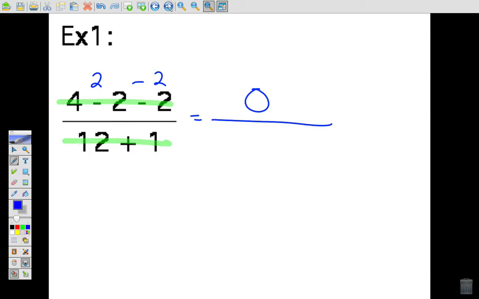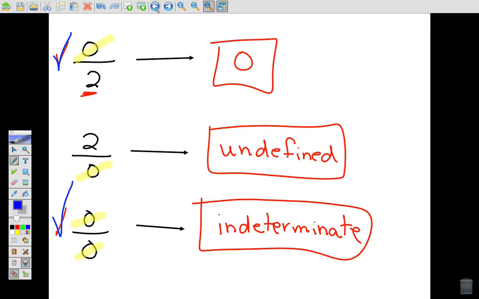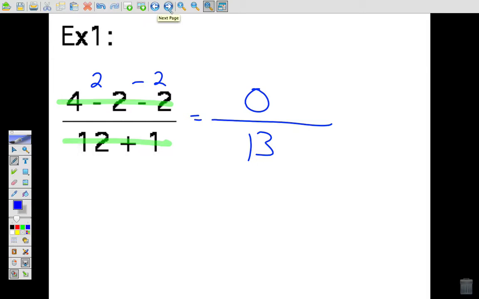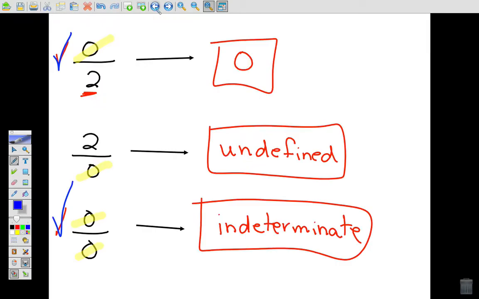Now let's see what we get in the bottom. Now 12 plus 1, that's 13. Now this is not my answer. I got to take this and represent it in one of these 3 ways. So since, in example 1, I have a 0 over a number, what is that most close to in these samples that I gave?